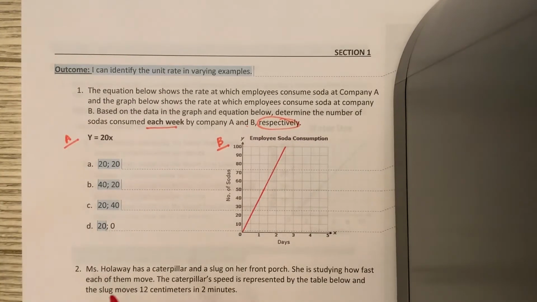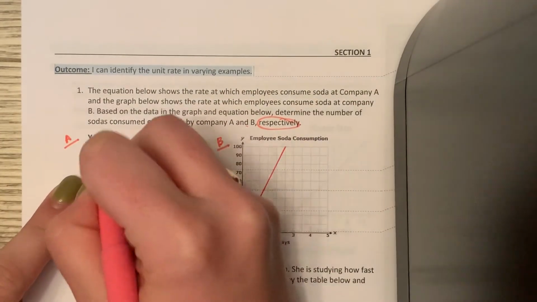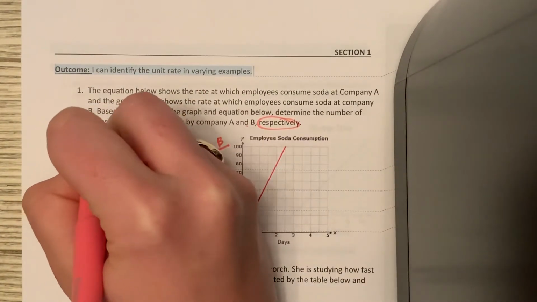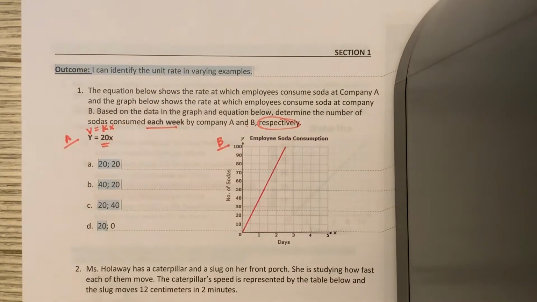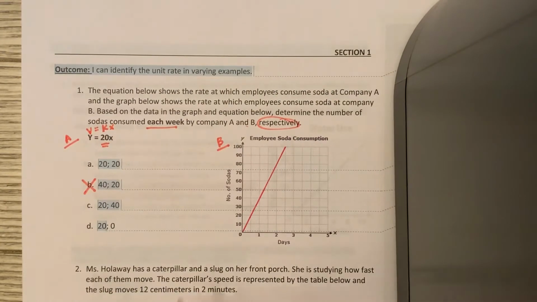So we're going to identify the unit rates for each of those items. First, starting with the equation, we're going to see that our unit rate is given. And we know that unit rate is written as y = kx. So our unit rate is here. It is 20. So I know that B is automatically not one of my answer choices.